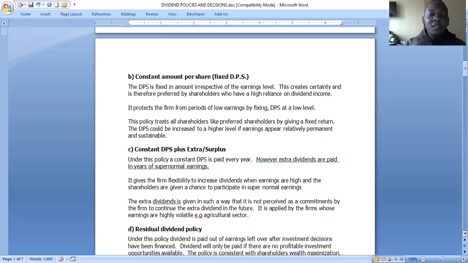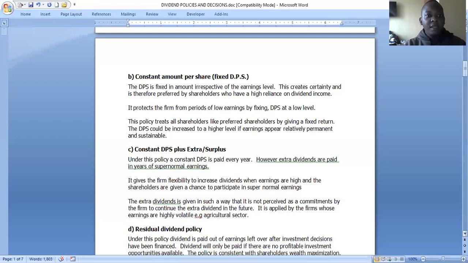So this creates some certainty. Shareholders always know that this company will pay them a dividend of 2 shillings every year, so long as the business has reported a profit. So the constant amount per share: the dividend per share will be fixed irrespective of the earnings level.